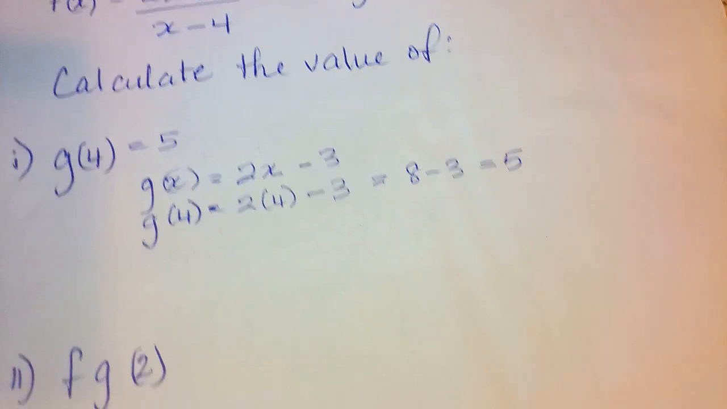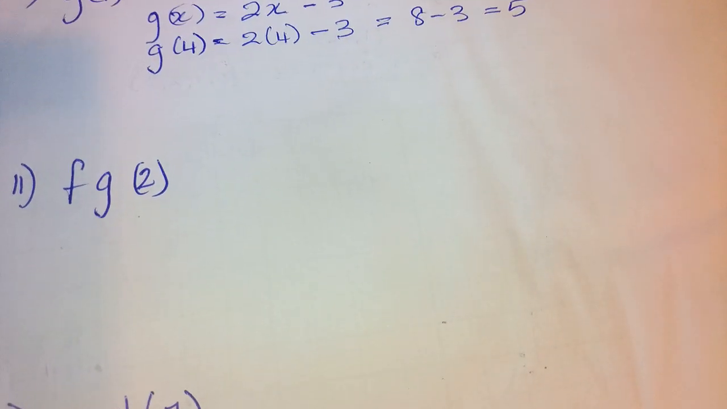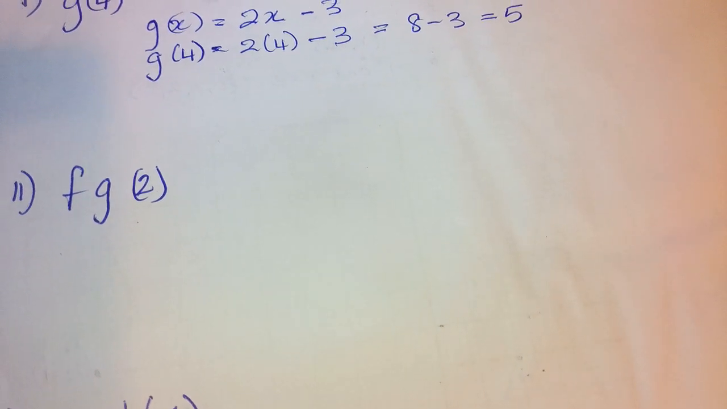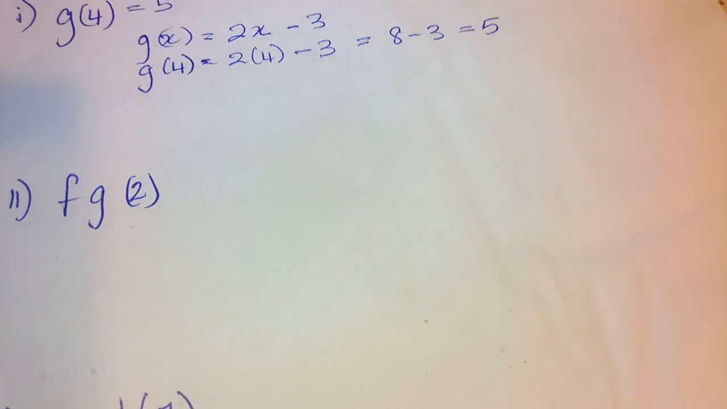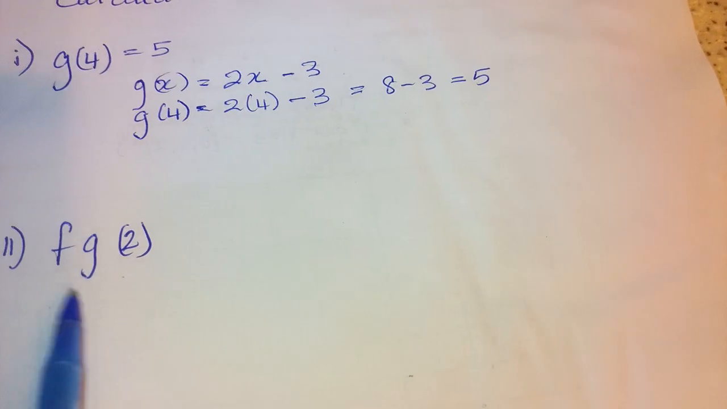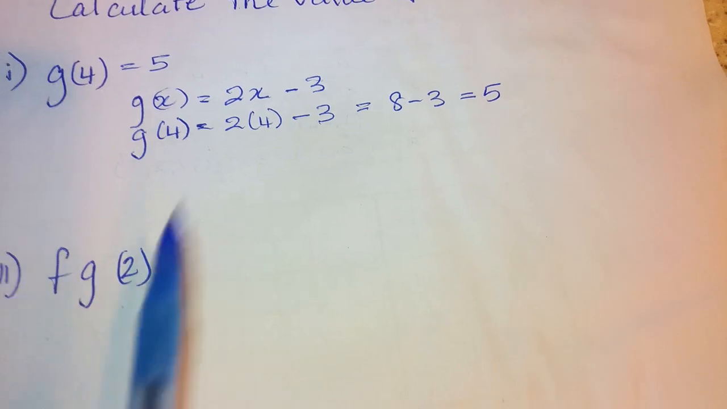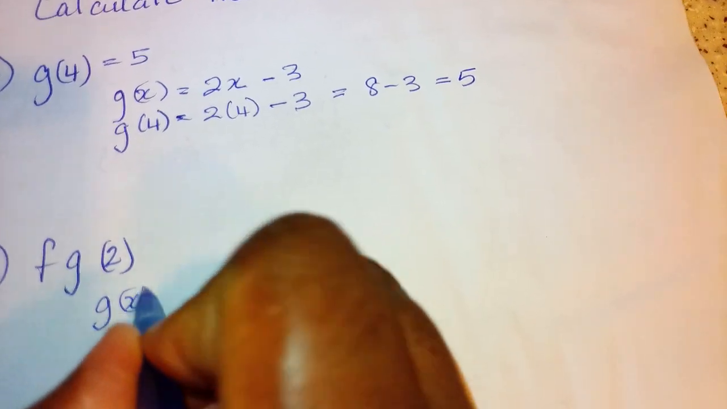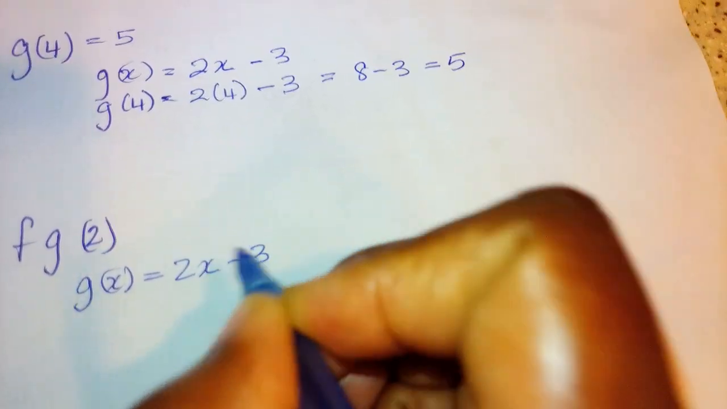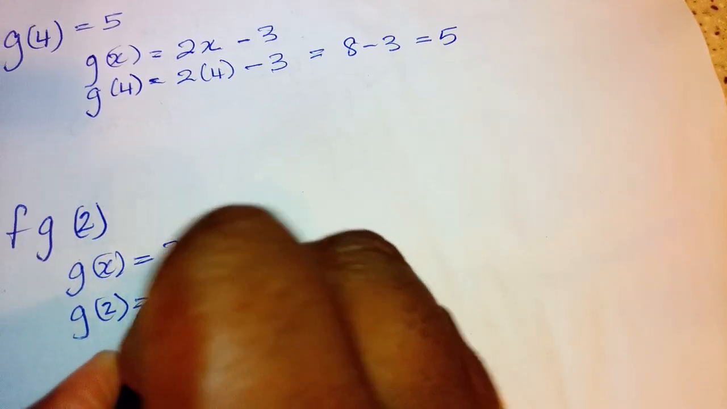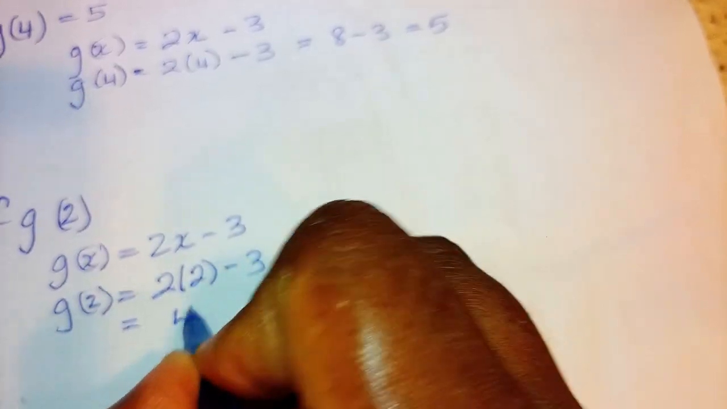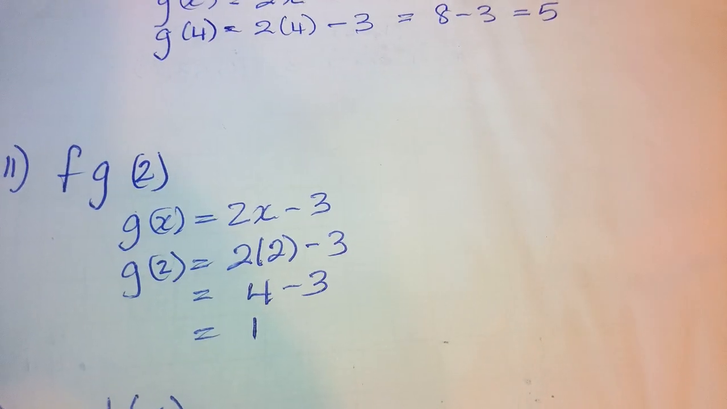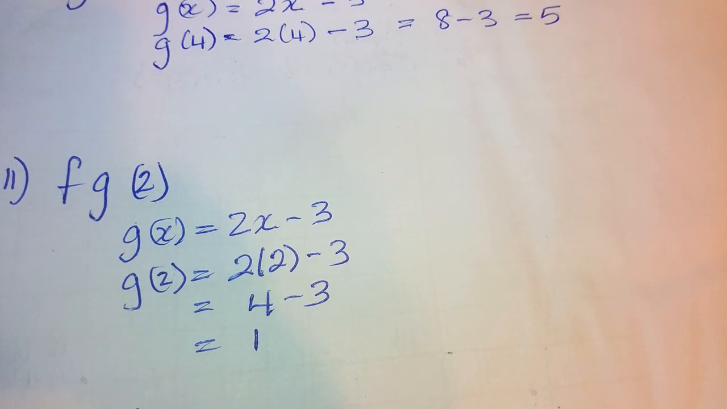That's question 1. Question 2 asks us for f of g of 2. So this is a composite function, a function in a function. But because we're finding the value of it, we're going to use the simpler route, which means we're going to find g of 2 first. So using the same g function, 2x minus 3, we're going to find g of 2, which is 2 times 2 minus 3. 2 times 2 is 4, minus 3, which gives us 1. So our g of 2 is 1.